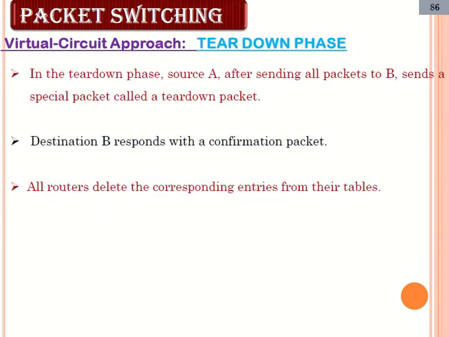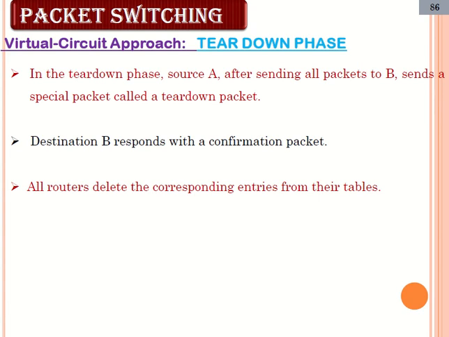So we have seen the first two phases. The first one is the setup phase, the second one is the data transfer phase. Once the transfer takes place, finally the third phase comes into the picture, which is called the tear down phase. This is the phase wherein the connection between the source and the destination is terminated.